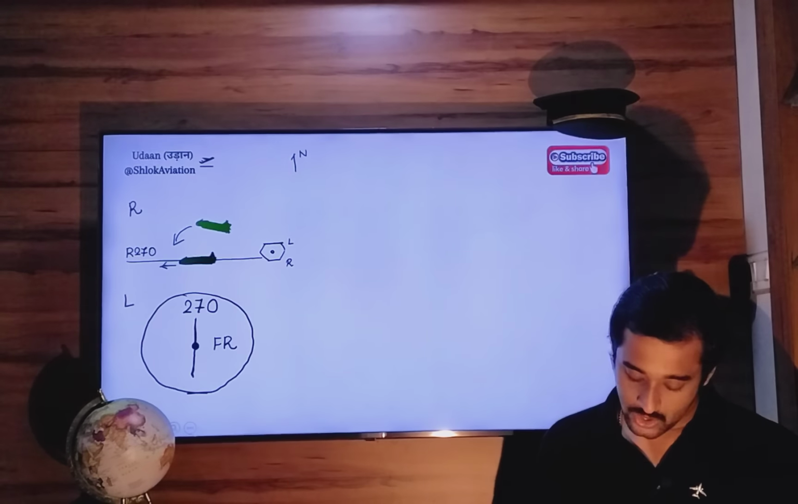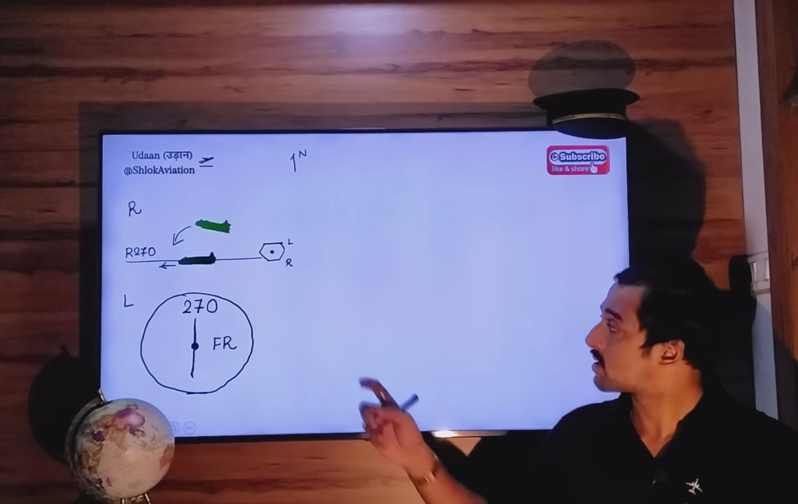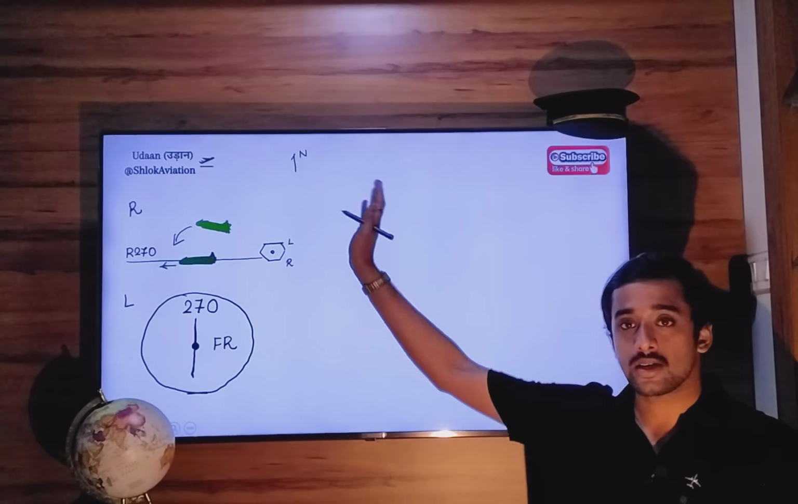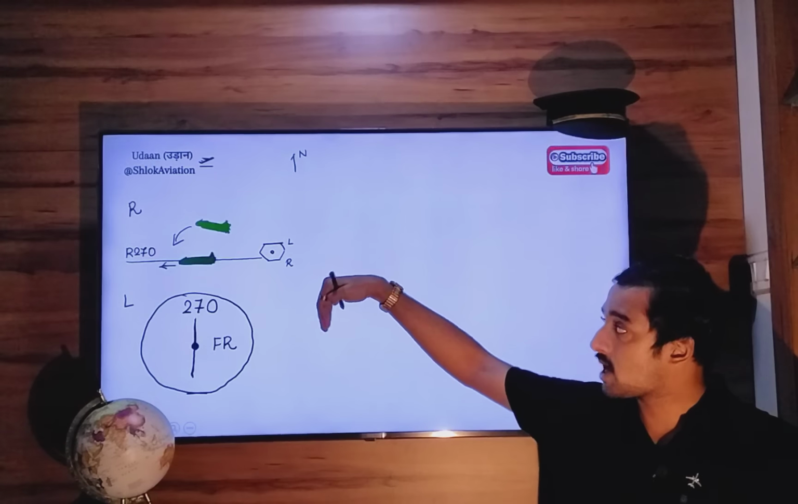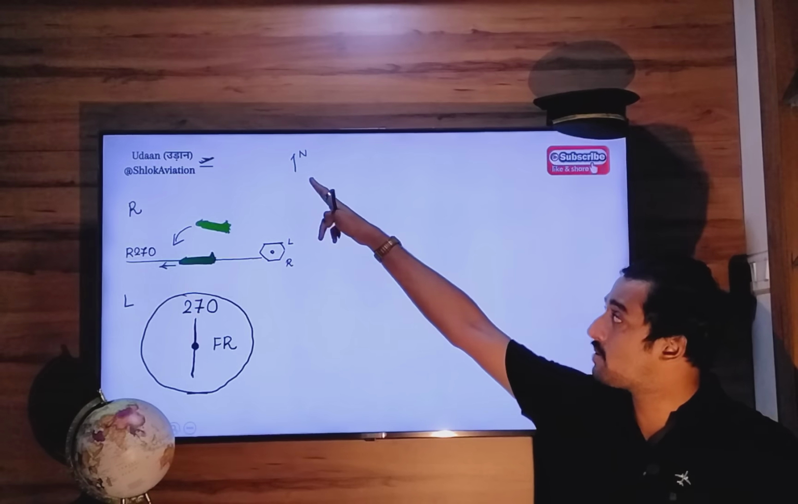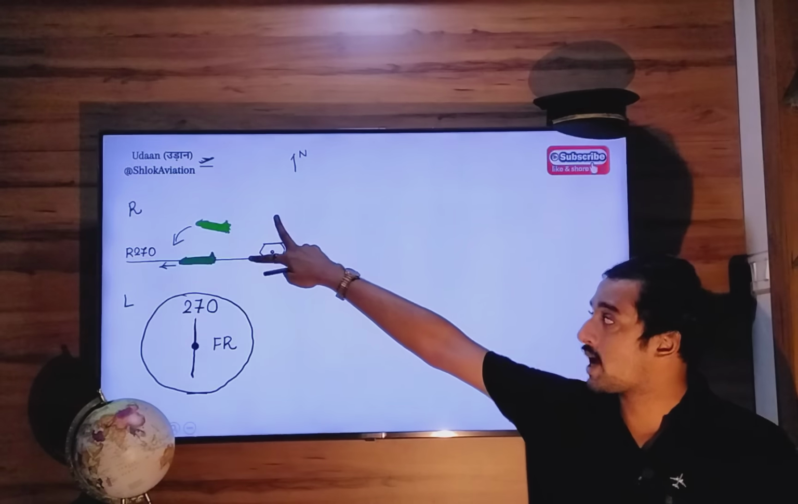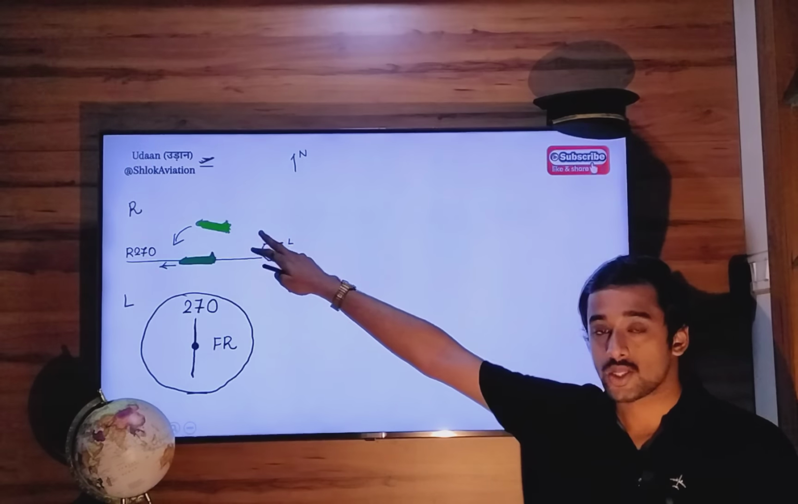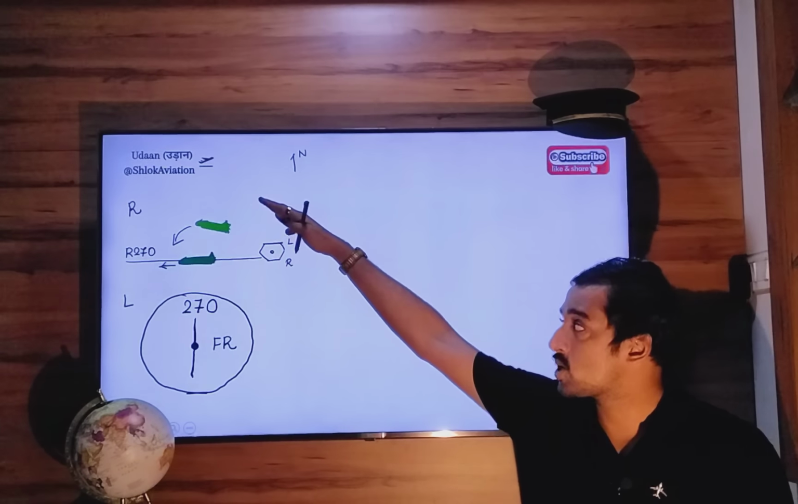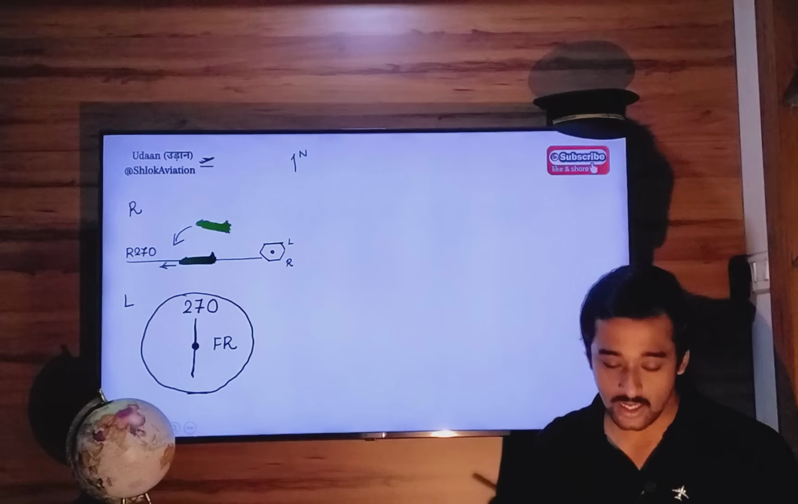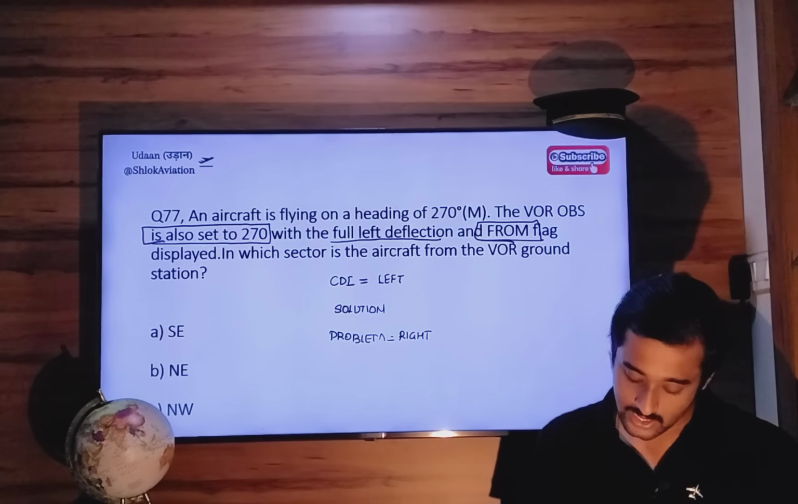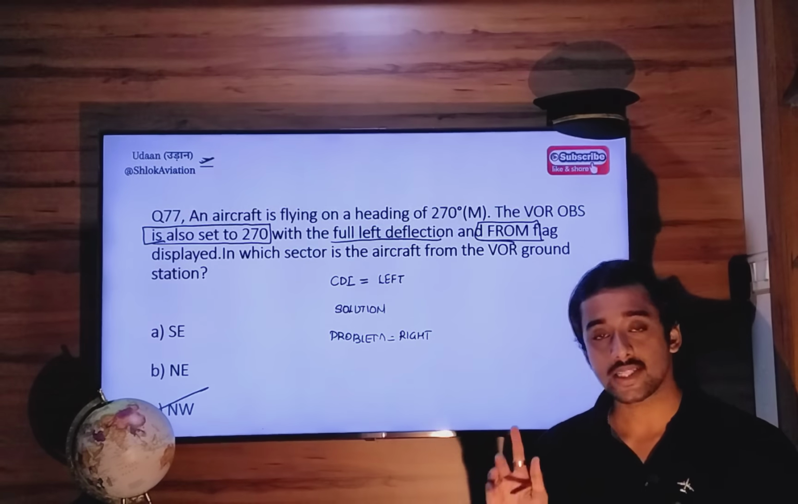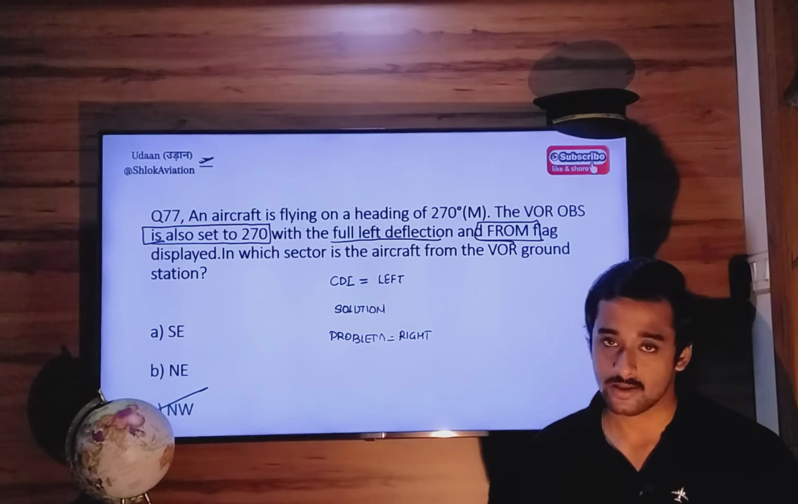Correct? So now in what sector are you? This is north, east, south, west. The direction between north and west is what direction? Northwest. So your aircraft has deviated in the northwest sector of the VOR. The correct answer is option Charlie. Aircraft is currently in the northwest sector.